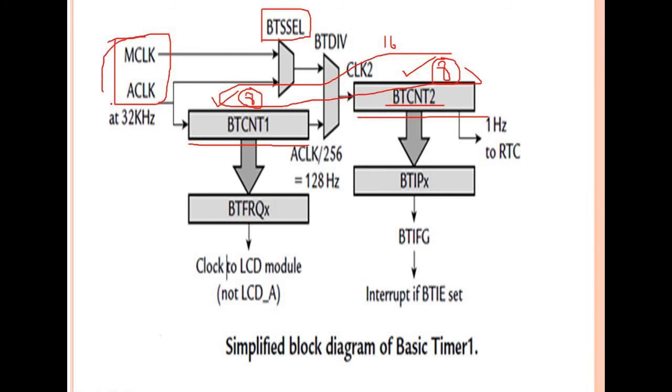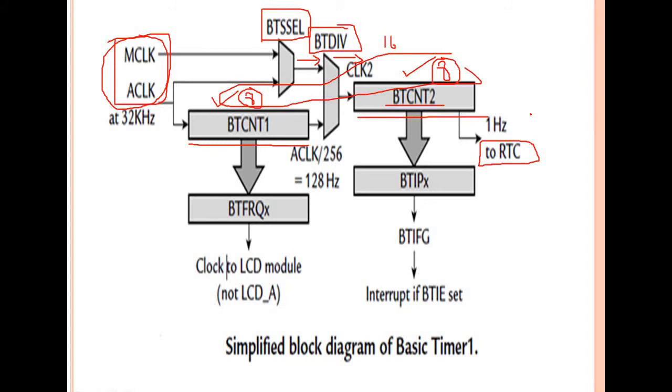See here, with the help of basic timer division bits, you can divide your clock sources with some value, so that you are scaling your frequency. That is, you are reducing your frequency so that you can increase your time period. That timing signal is fed to basic timer counter 2. As I said earlier, the output of basic timer counter 2 is given to RTC, real-time clock, as a clock source.